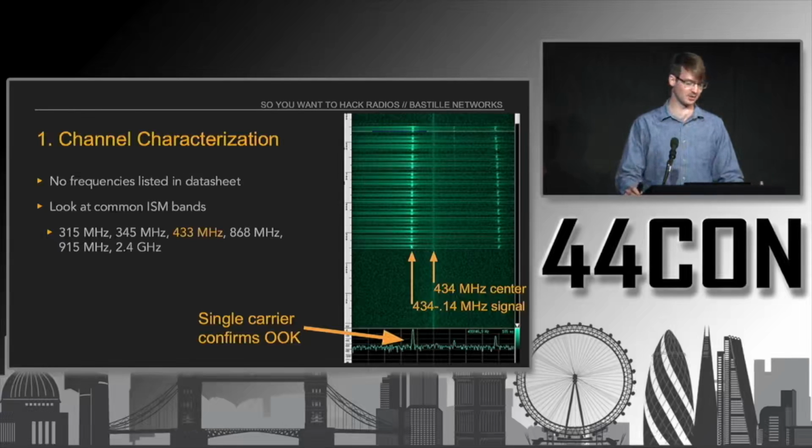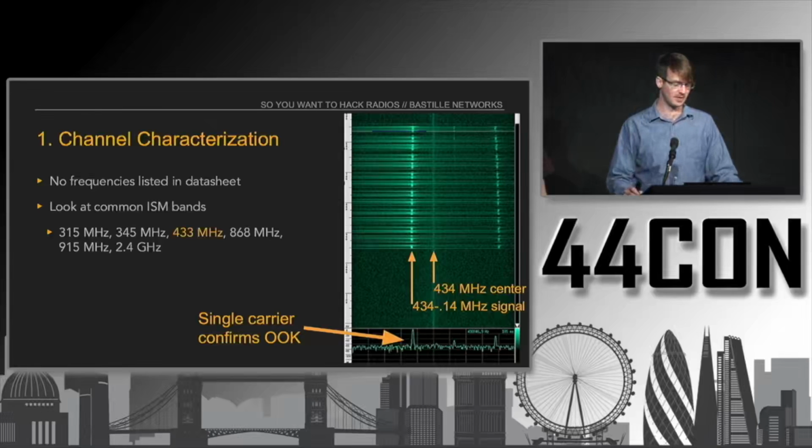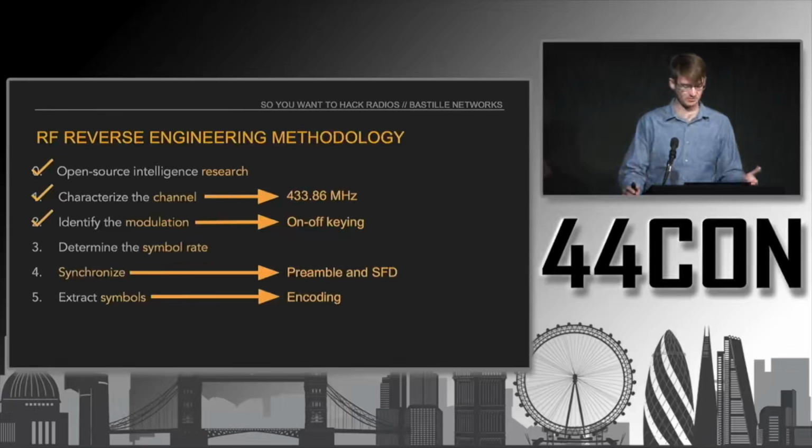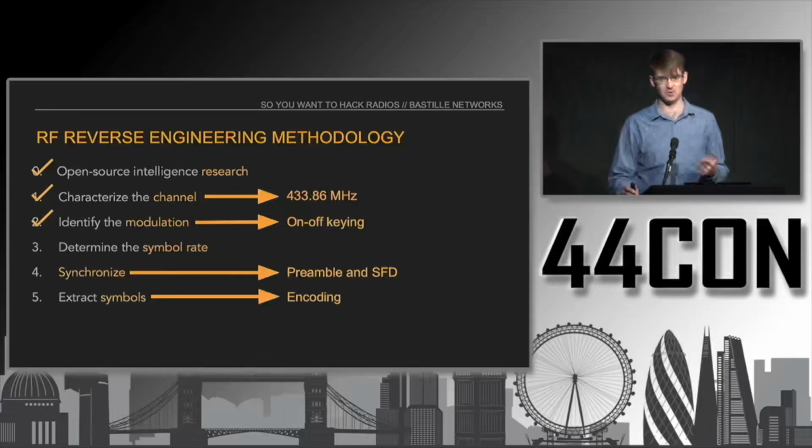The most common ones you'll see are like 315 and 345, 433. 2.4 gigahertz obviously is where Wi-Fi and Bluetooth live. That's a really busy one. And then if you're in the EU, you'll have 868 in addition. And then in the US, instead of having 868, you'll have 915. So I hopped through a few of these and saw the signal living in the 433 megahertz band, just below 434 megahertz. And again, we have a single carrier present, which confirms that it's some sort of amplitude shift keying or on-off keying modulation rather than a frequency-based modulation. So we've confirmed the modulation and identified the channel just by doing a little bit of poking around in the spectrum. And again, a lot of that was really motivated by the information that we learned from the documentation first.